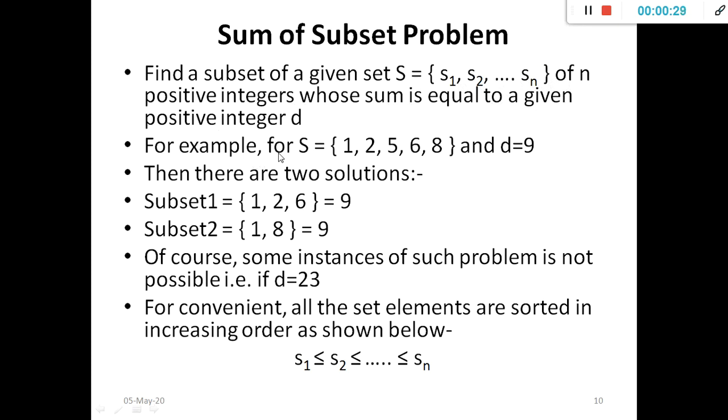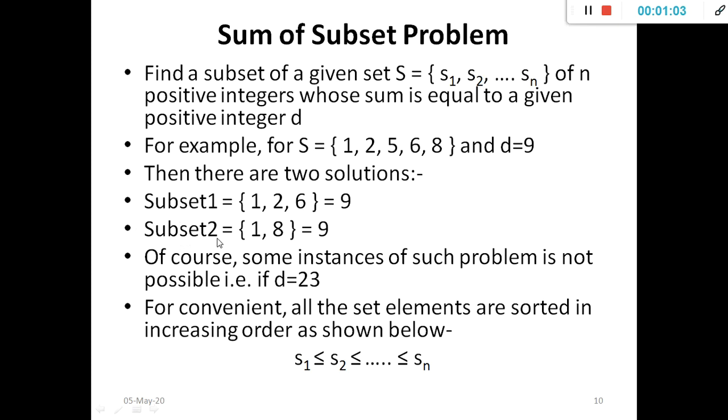For example, given the set S = {1, 2, 5, 6, 8} and a sum value d = 9, there are two solutions, or two subsets, possible. Subset 1 = {1, 2, 6}. Choose the elements 1, 2 and 6, and when you add 1 plus 2 plus 6, you get the desired solution, 9.